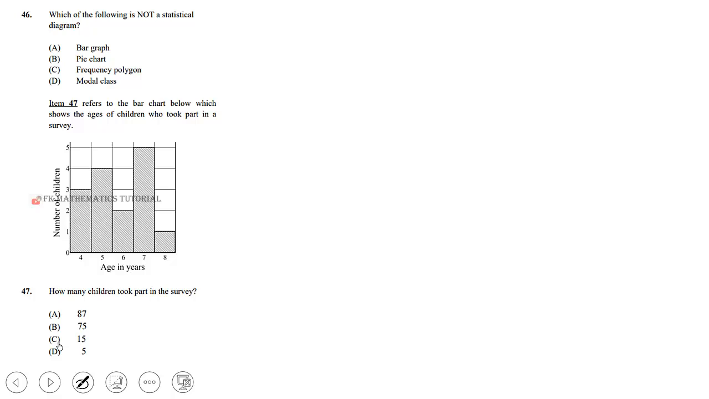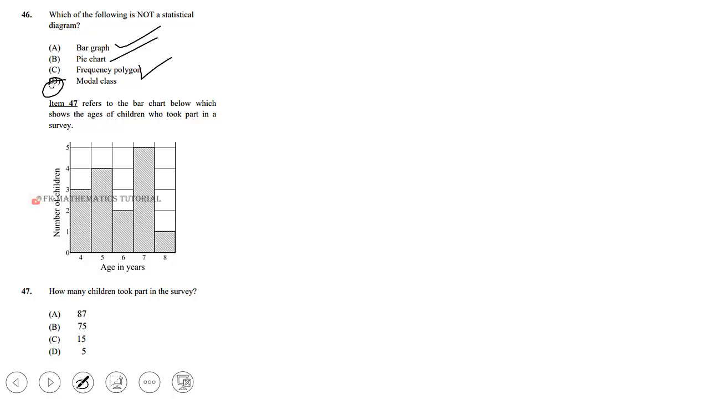Question 46. Which of the following is not a statistical diagram? Bar graph is a statistical diagram. Pie chart is a statistical diagram. Frequency polygon is a statistical diagram. Now, modal class, we don't have anything like that.